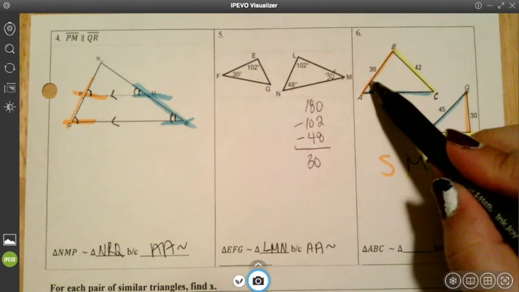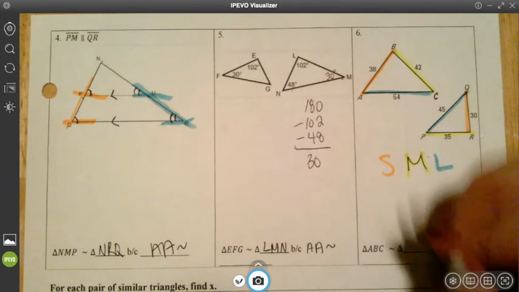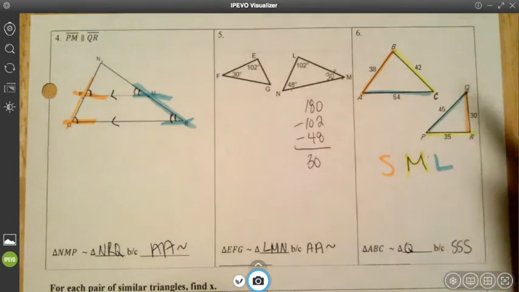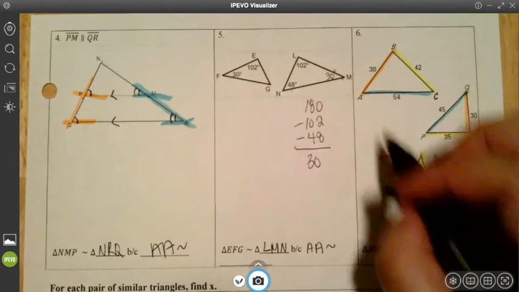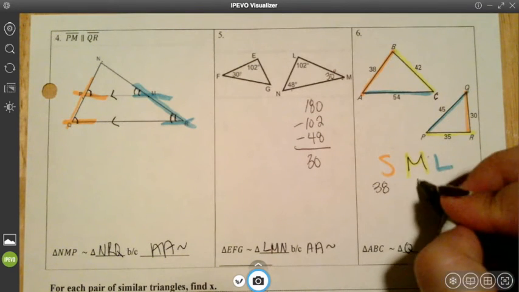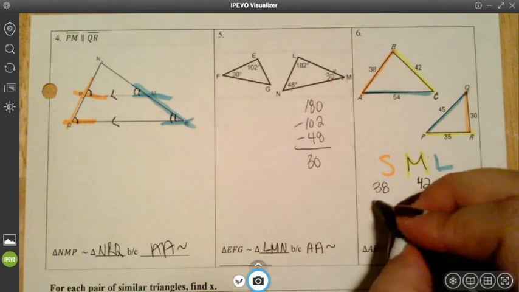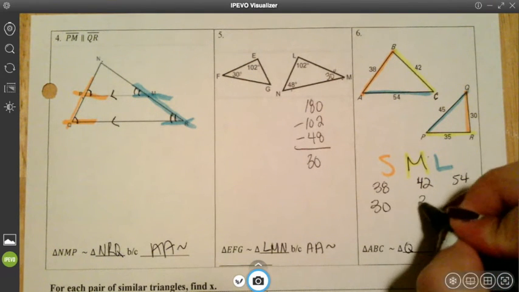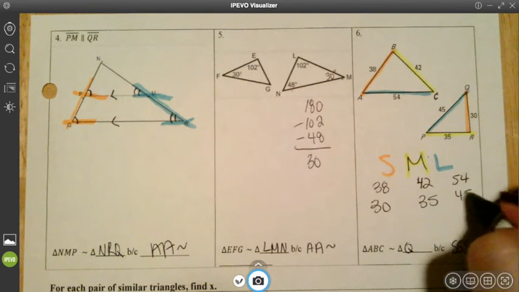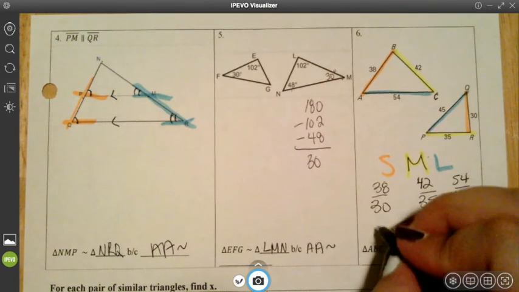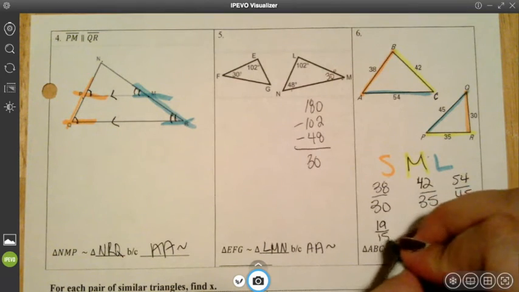A, orange, blue is Q. Sorry, I should see if they're similar first. So, starting with ABC, we'll do 38, 42, 54, 30, 35, 45. If we reduce this, 38 over 30 reduces to 19 over 15.